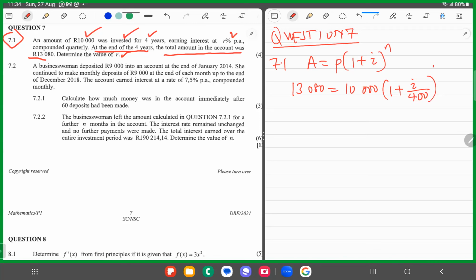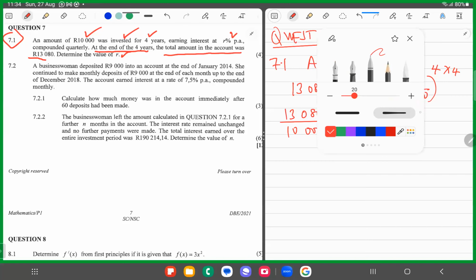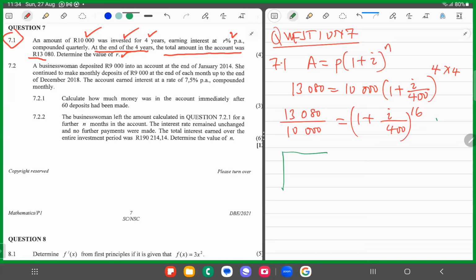After 4 years, you have the number of years, 4, times 4 for the 4 quarters in a year. The next step would be to say 13,080, you divide everything by 10,000, which equals 1 plus R over 400, all to the power 4 times 4, which is 16. We want to solve for R, so you can take the 16th root on both sides.